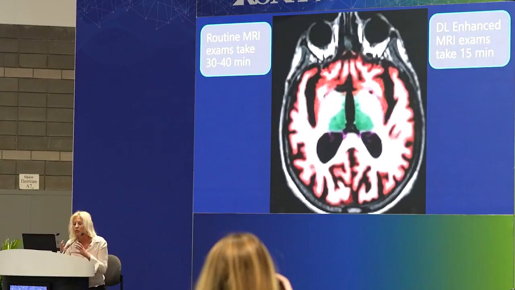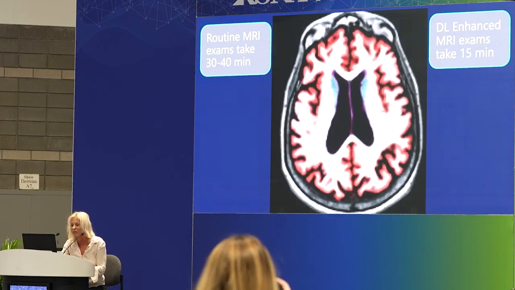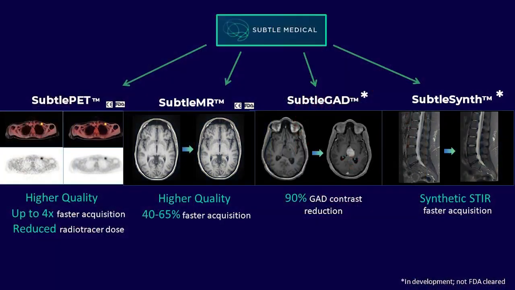So you can basically take a routine MRI exam slot from 30 to 40 minutes down to just 15 minutes. And that's on table and off table time, including scan time.